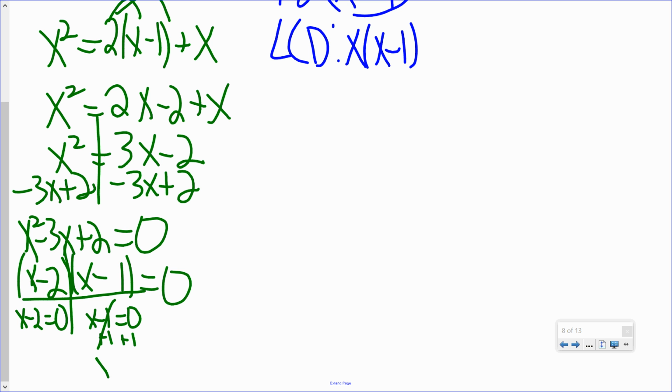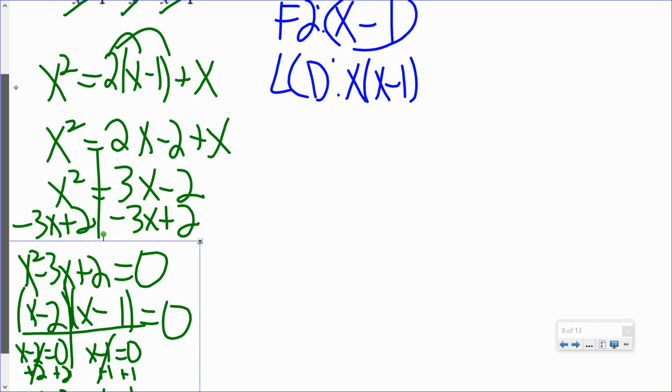Solve each: x equals 1, x equals 2. Now I've got to check to see if any of my answers are going to make any of my denominators equal to 0.